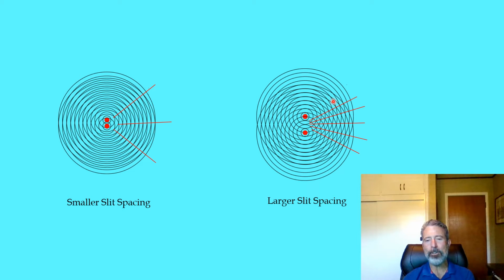As slit spacing increases, the angular separation of those bands on the screen, the regions of constructive interference, decreases. So we have this inverse relationship between slit spacing and the separation distance of our fringes on the screen.